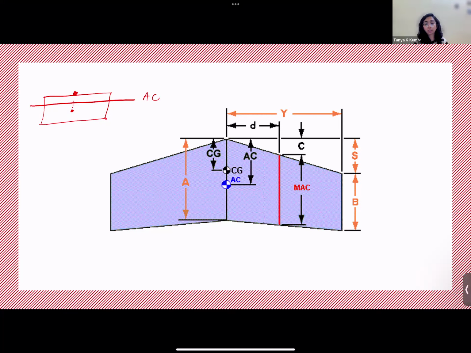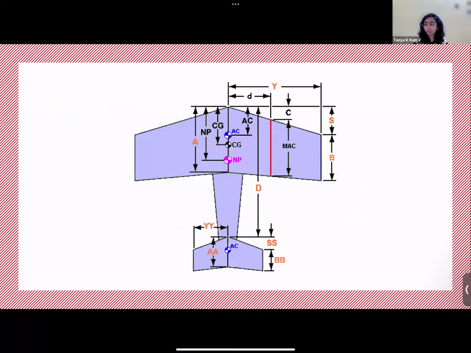In this simple wing configuration, your CG is ahead of AC. Now, if you have a wing-tail configuration, the aerodynamic center of the wing is here in blue, and of the tail is here. If it was just a wing, the neutral point and AC are the same. Now you've added an aerodynamic surface behind, that is a tail. So the aerodynamic center of the aircraft, the neutral point, is pulled backward. And the stability condition is modified such that the CG should be ahead of the neutral point.